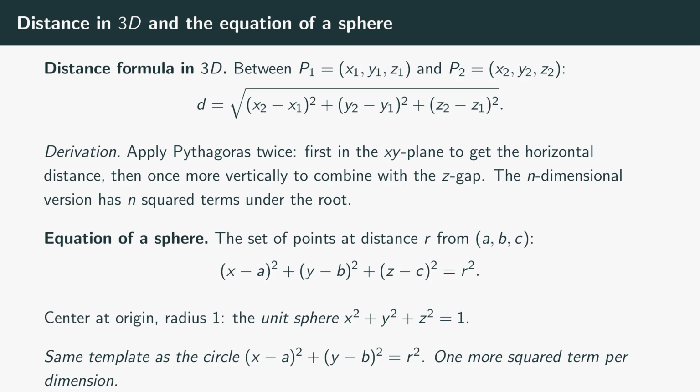Pattern recognition: in 2D, the circle is (x minus a) squared plus (y minus b) squared equals r squared. In 3D, the sphere adds (z minus c) squared. In n dimensions, the hypersphere just keeps adding squared terms.